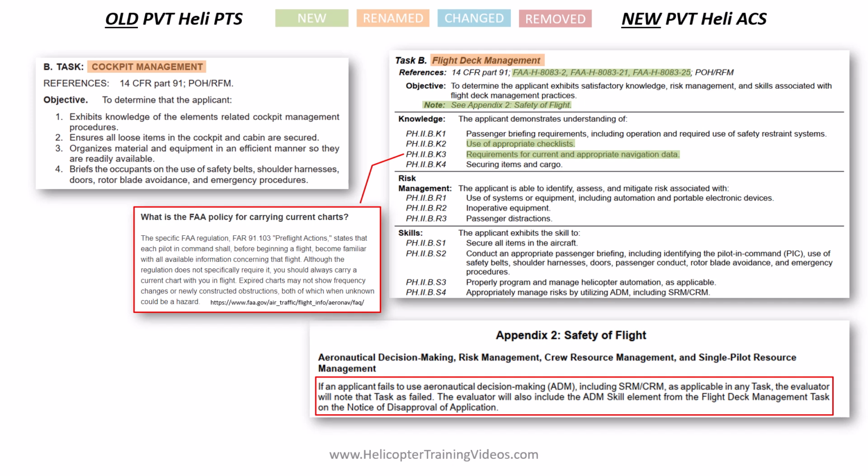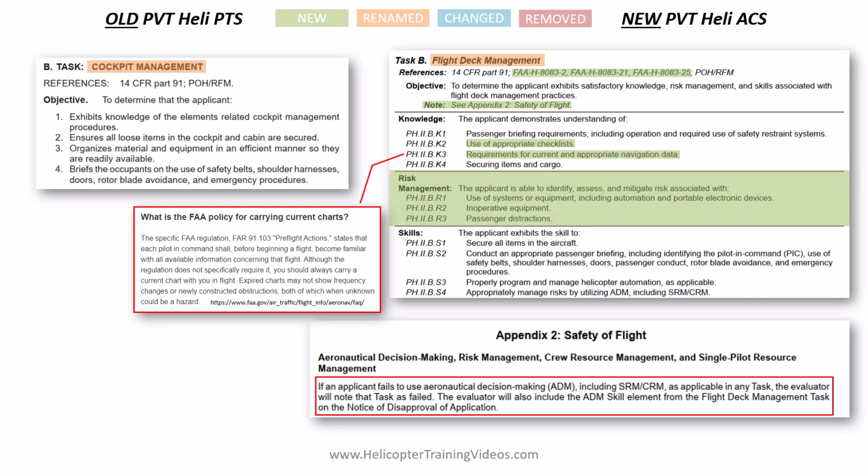What is the FAA policy for carrying current charts? So what it says here is 91.103, which is preflight action, states that each pilot in command shall, before beginning a flight, become familiar with all available information concerning that flight. And although the regulation doesn't specifically require it, you should always carry current charts with you to kind of meet that requirement. Expired charts may not show frequency changes or newly constructed obstructions, both of which, when unknown, could be a hazard and would mean you were not complying with 91.103.